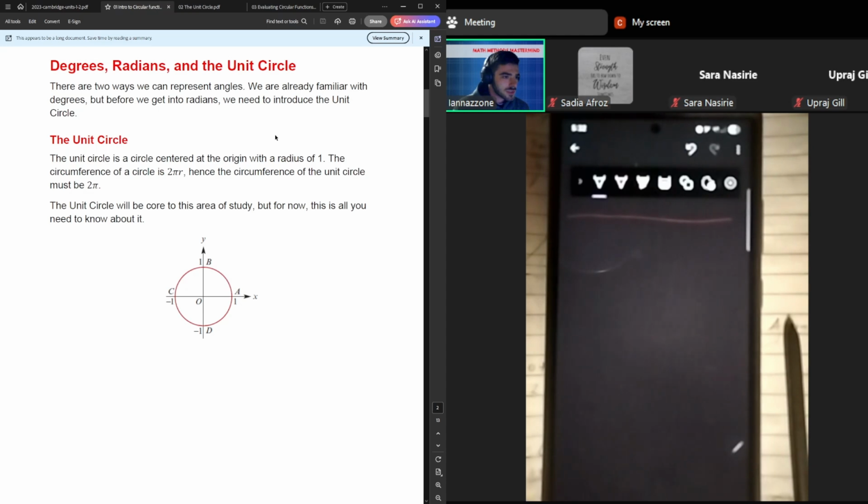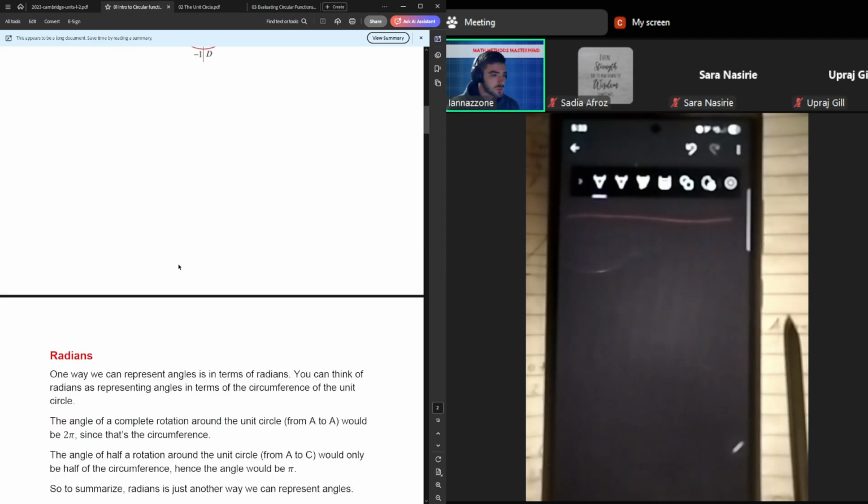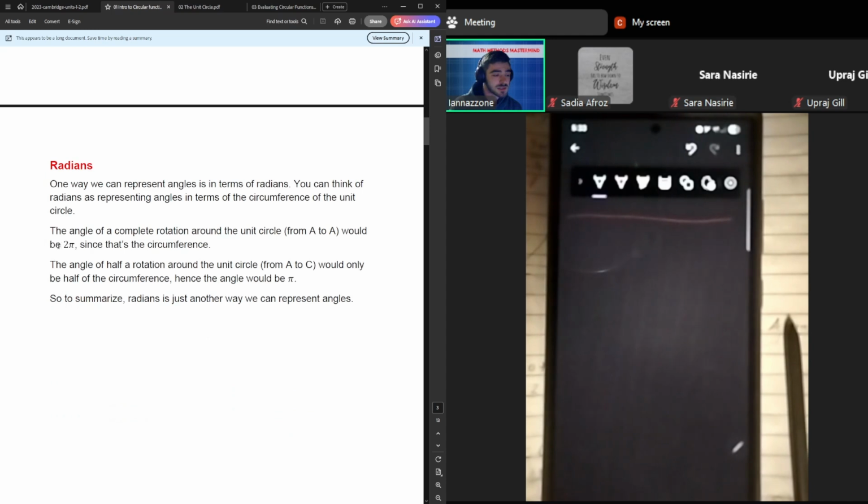But okay, so degrees, radians, unit circle. The unit circle, fundamentally, is just a circle centered at the origin with a radius of 1. We'll eventually use that, a bit more complicated than just these individual coordinates, but fundamentally we'll be using this for our circular functions understanding. The reason this matters, at least initially, is because it gives you the definition of how radians came to be.